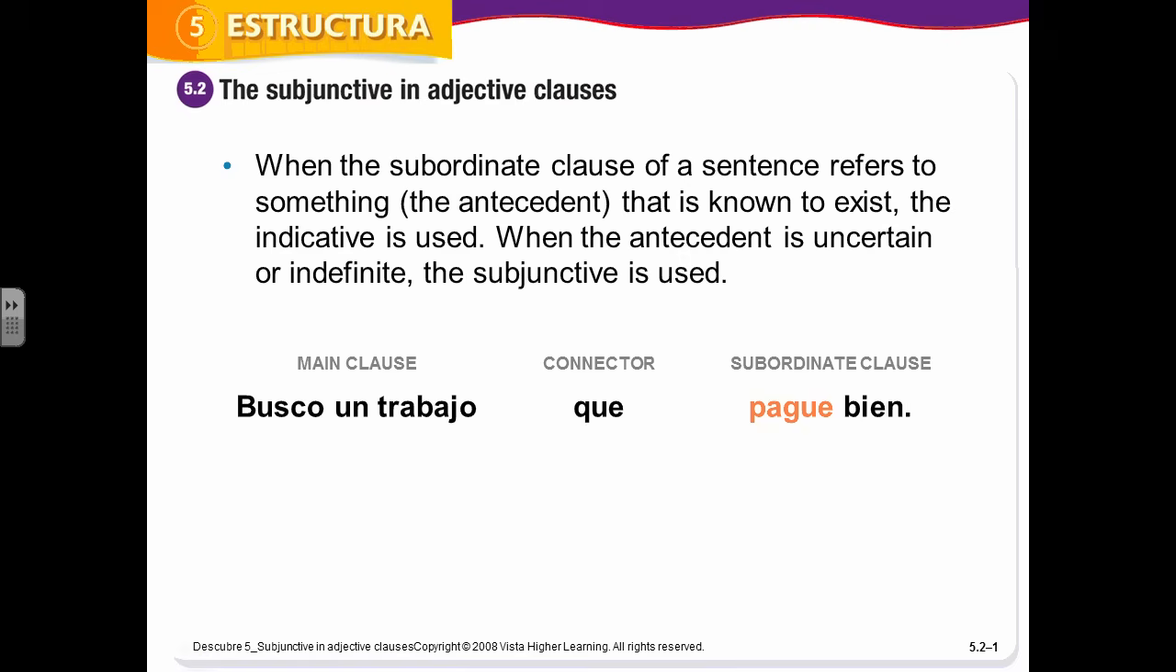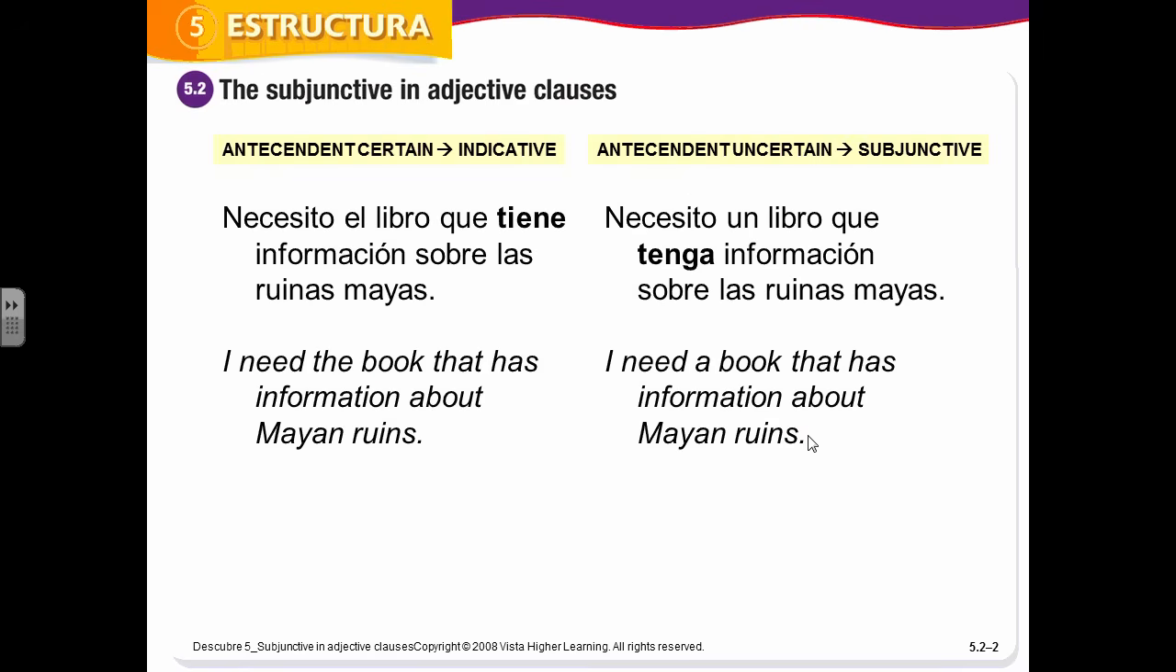Now, when we're talking about the antecedent, another word for the main clause is the antecedent. So when this is known to exist, we use the indicative. If it's uncertain or indefinite, we use the subjunctive. It says, busco un trabajo que pague bien. So, I am looking for a job that pays well. We're not sure if this job exists, and that's why we use the subjunctive: we're looking for it, we haven't found it yet. Voy a darles otros ejemplos.